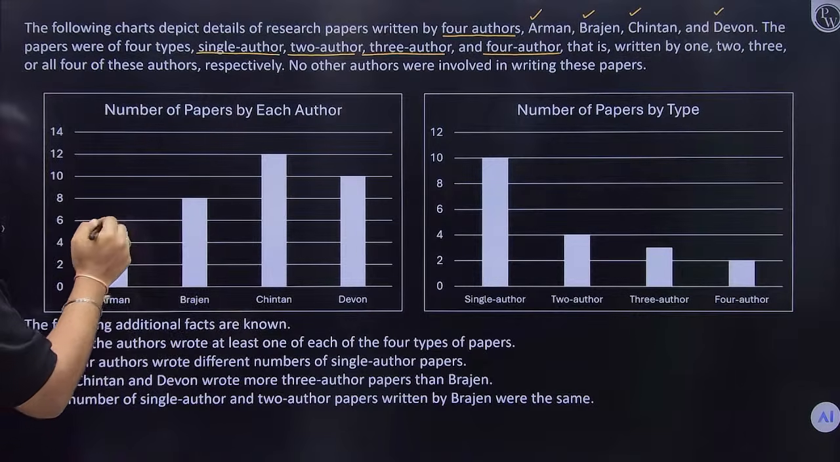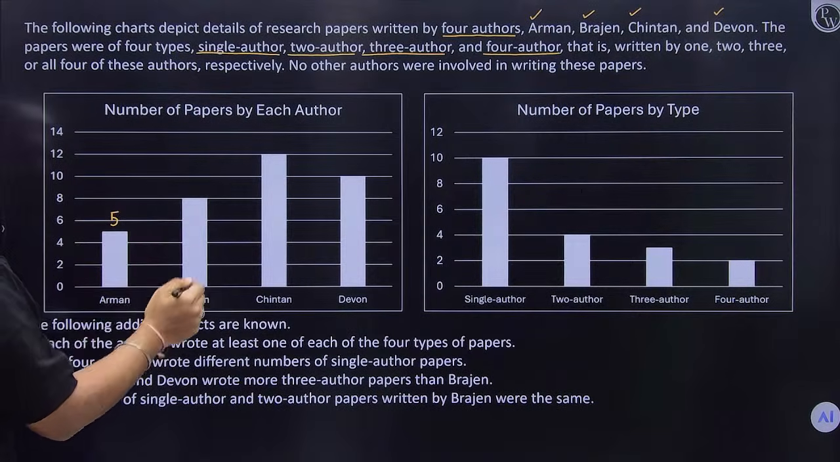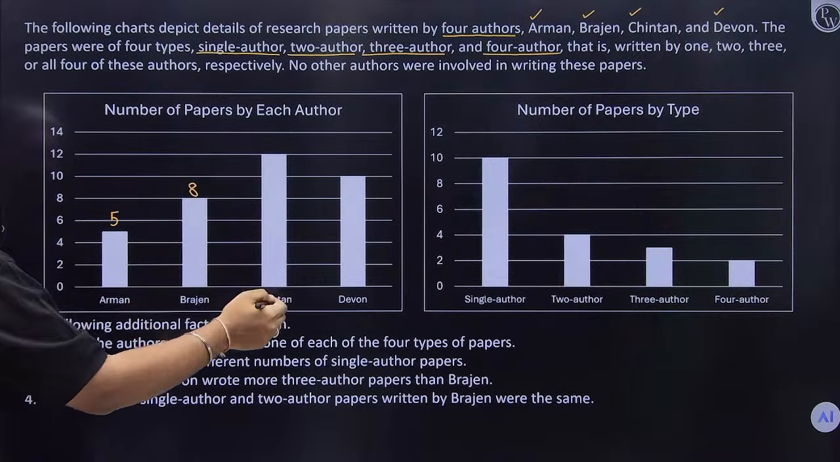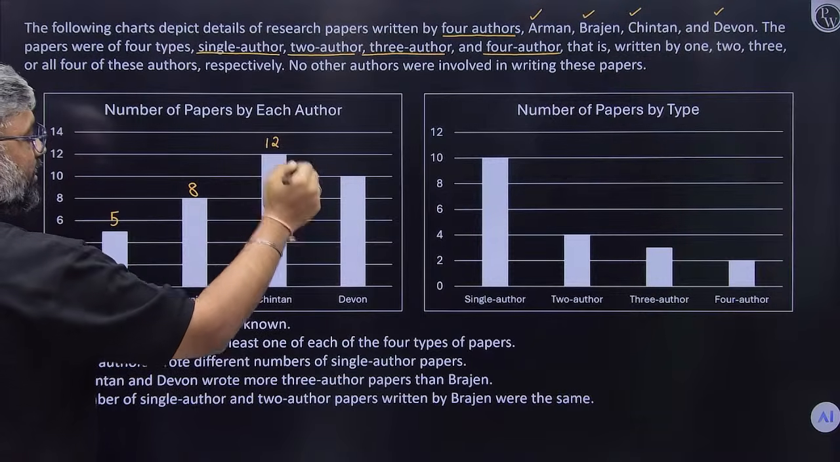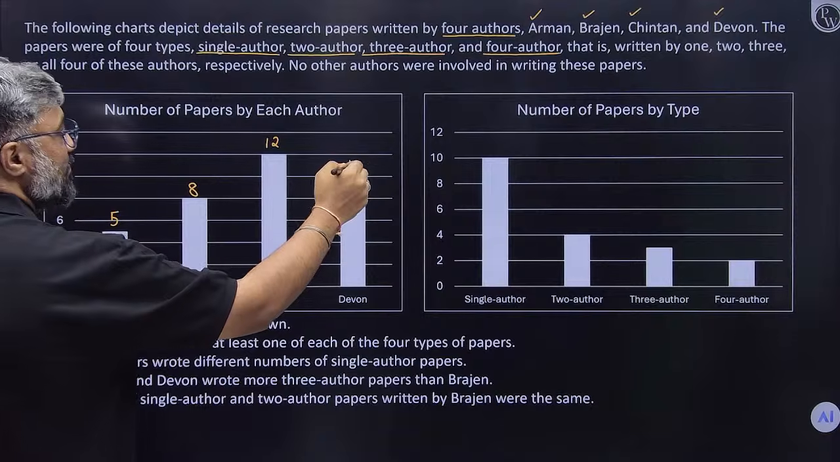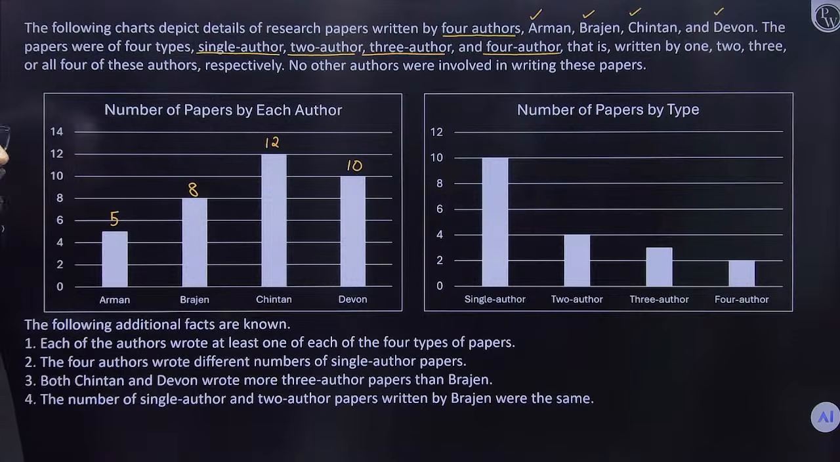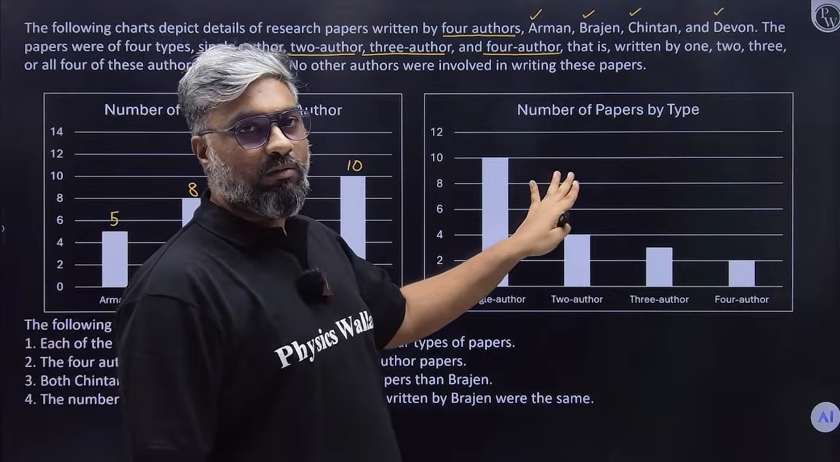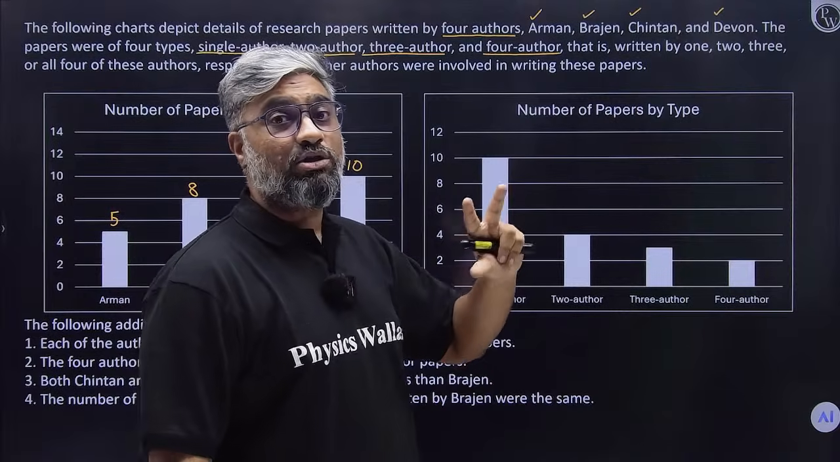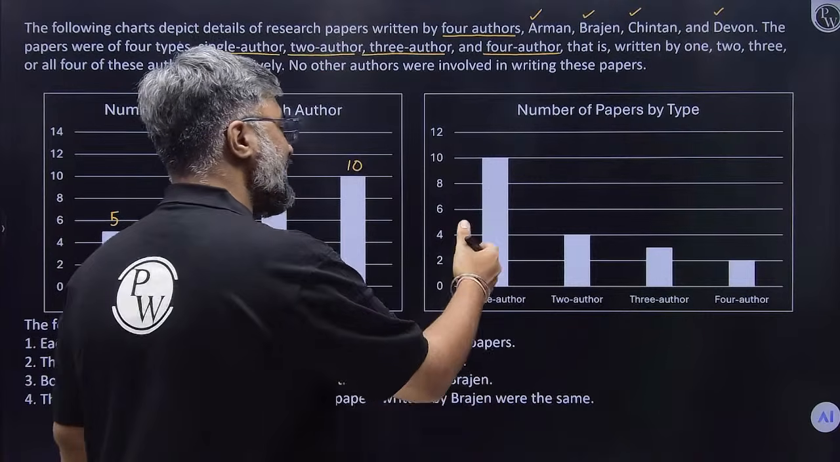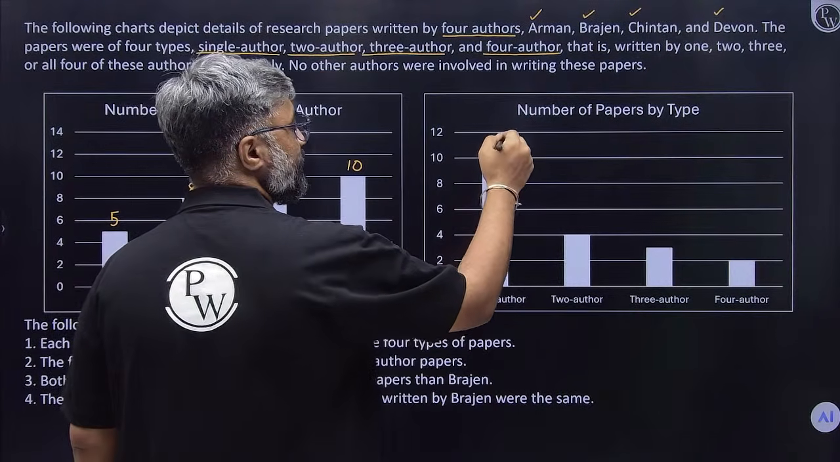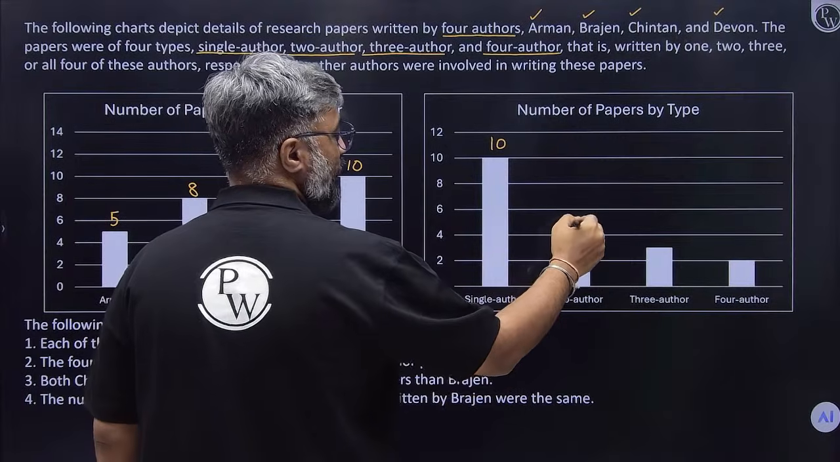Yes. So Arman has written 5 papers. Brahan has written 8 papers. Chintan has written 12 papers. Devon has written 10 papers. Perfect? Same way, on the other side, what we have is bar graph based on the type. Single author papers were 10. 2 author papers were 4.